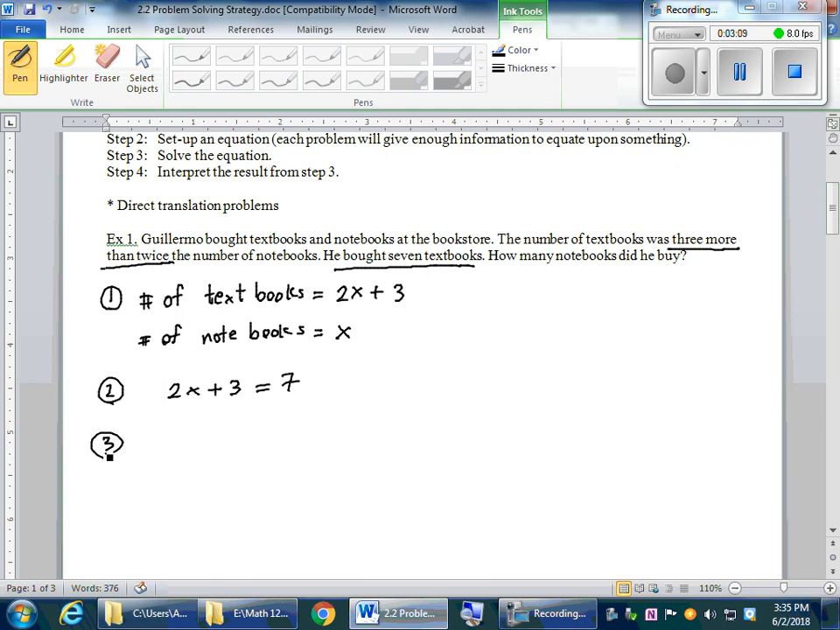And finally, we want to solve for it. So subtracting 3 on both sides, solving linear equations, right? So that will be 4. Dividing by 2 on both sides, that will be 2.